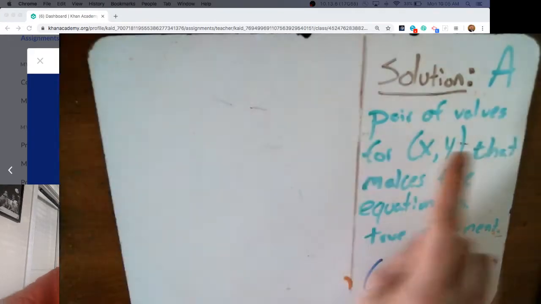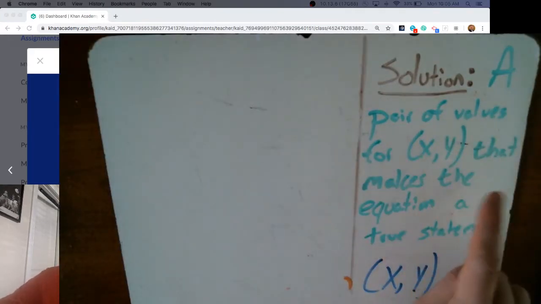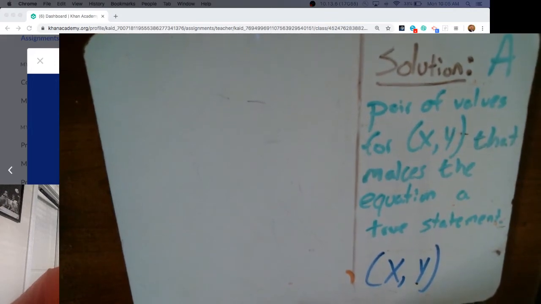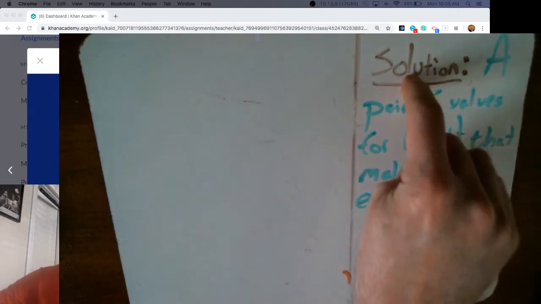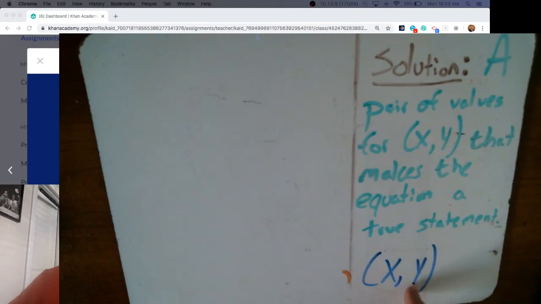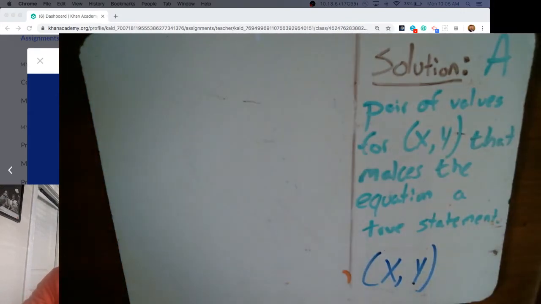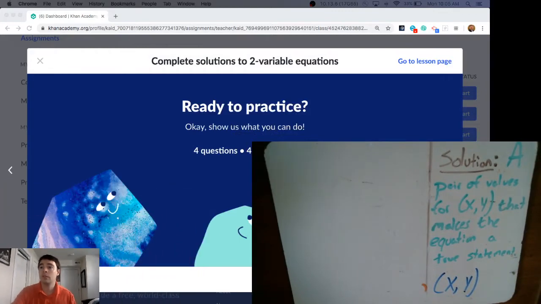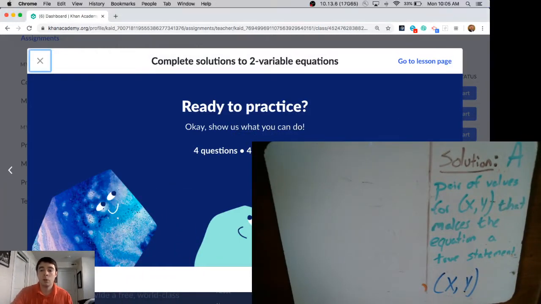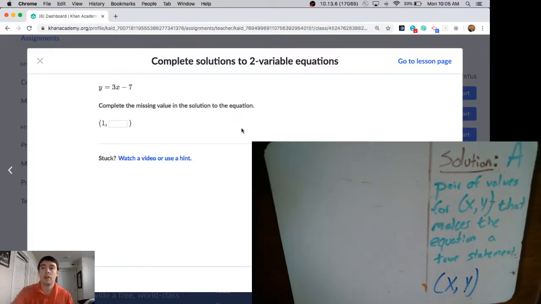As a quick reminder, a solution for us is a pair of values for x and y that makes the equation a true statement. Whenever you have an ordered pair, parentheses with two numbers separated by a comma, the first number represents the x value, the second number represents the y value. And when we talk about equations with an x and a y in them, a solution is the pair of values you can plug in for x and y that would make the equation a true statement. As we started to talk about a little bit in the first assignment, these linear equations that have two variables, an x and a y, often have lots and lots of solutions to them.